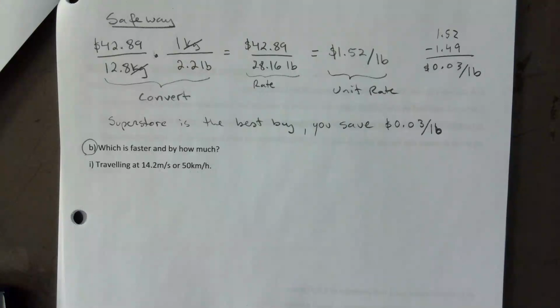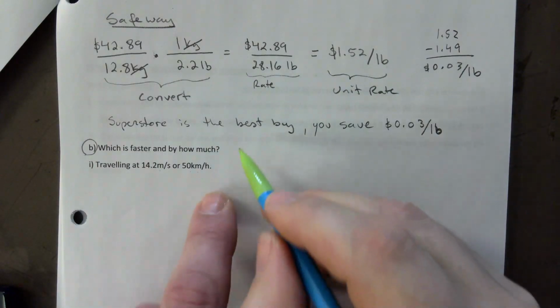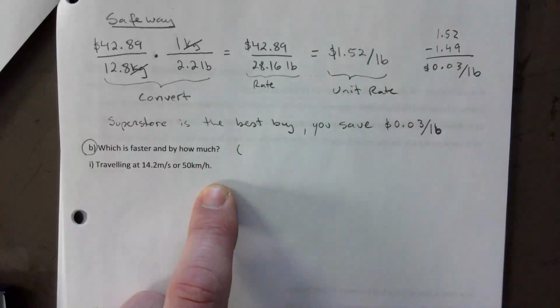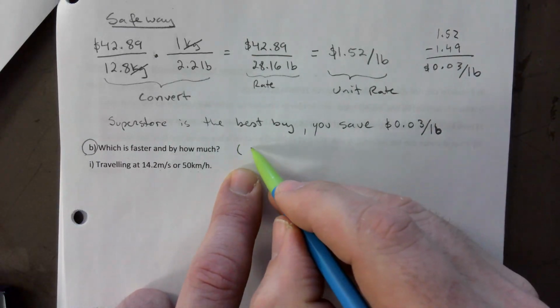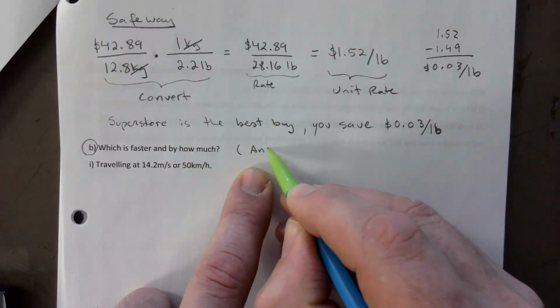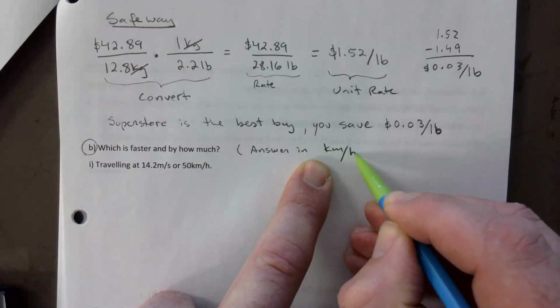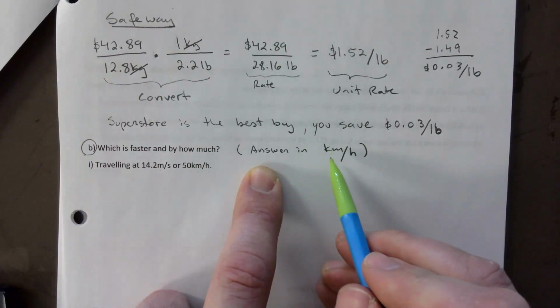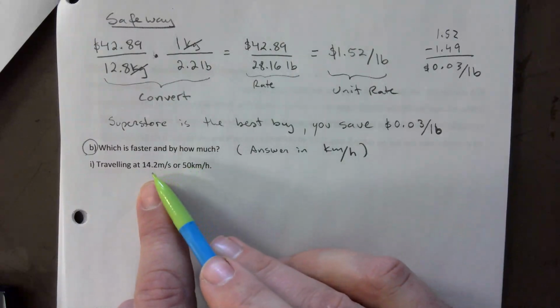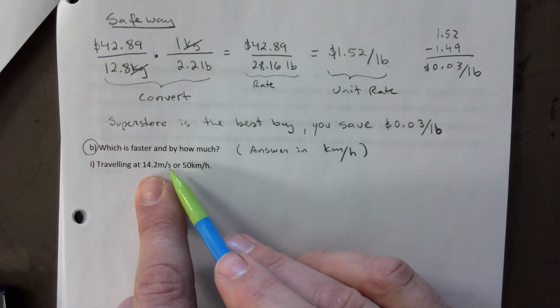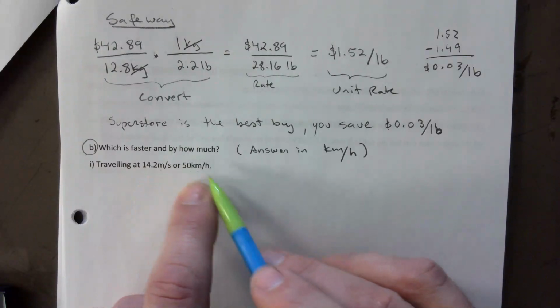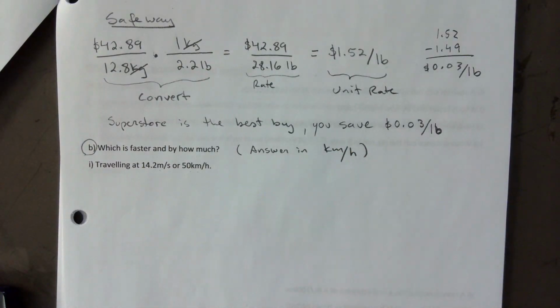Let me see here. I'm going to say, just so we're all going the same path, answer in kilometers per hour. Okay, so that means that you're going to have to convert that meters per second to kilometers per hour before you say which one is faster and by how much.